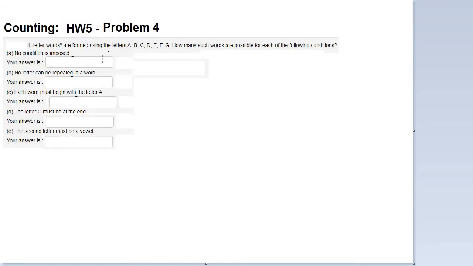Problem number 4. 4-letter words are formed using the letters A, B, C, D, E, F, G. How many such words are possible for each of the following conditions? A. No condition is imposed. This is like the ternary string question. We have 4 coordinates and each coordinate has no restriction. So for each coordinate we have 7 options. We have 7 letters here. So it's going to be 7 to the 4th.